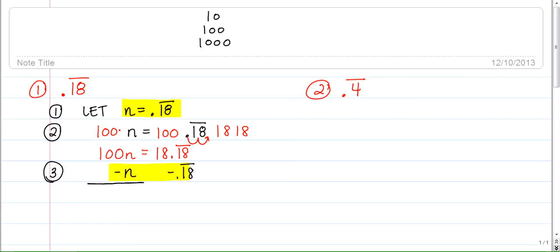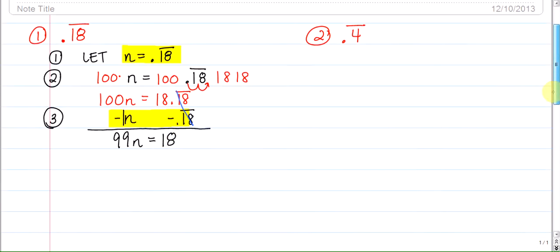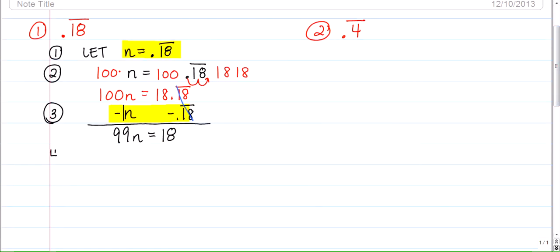I'll draw a line like I did when I learned to first subtract, and I'll cross off these lightly. Those are going to go away. There's actually a 1 here, so this is 100 minus 1 is 99. 99n equals 18. Once I've simplified that, the last series of steps is to isolate n.